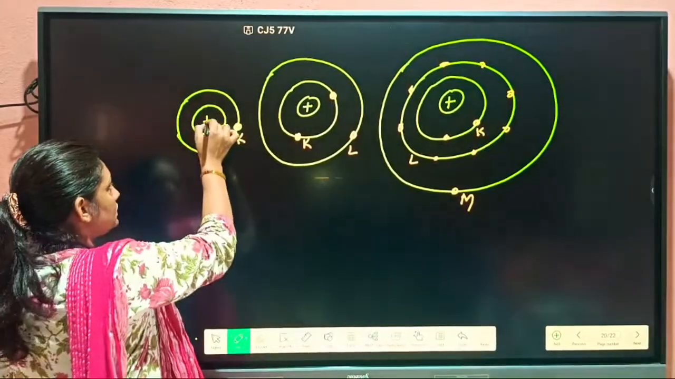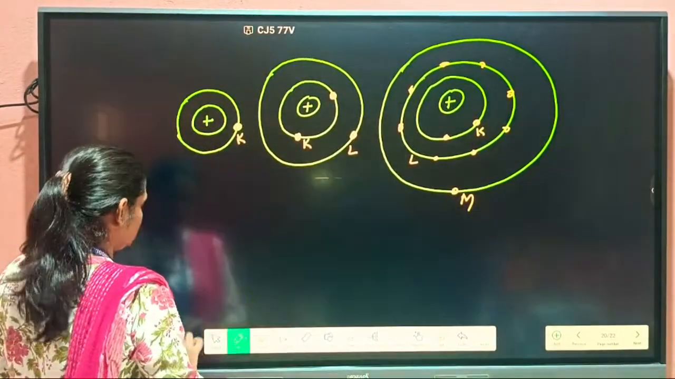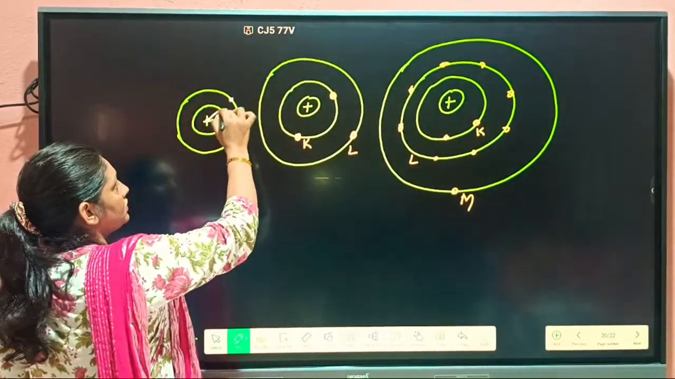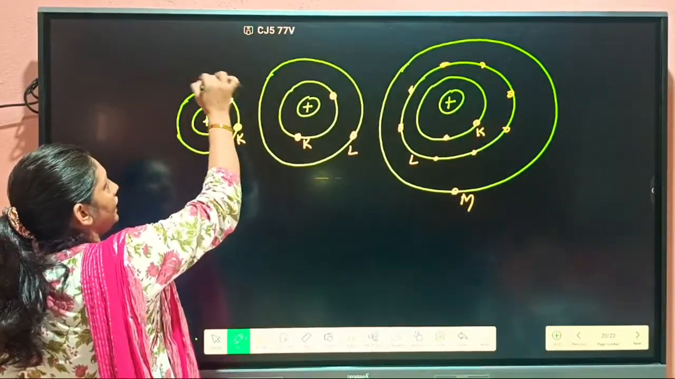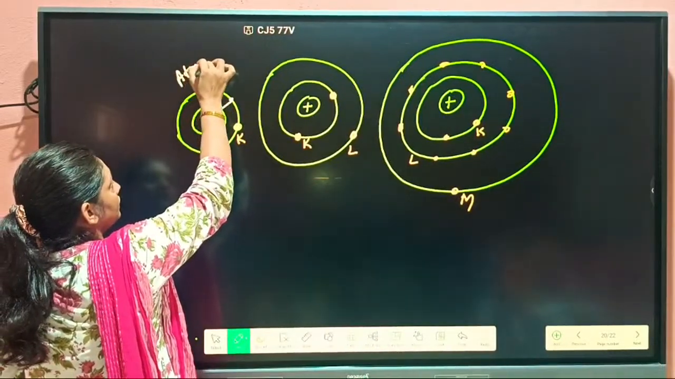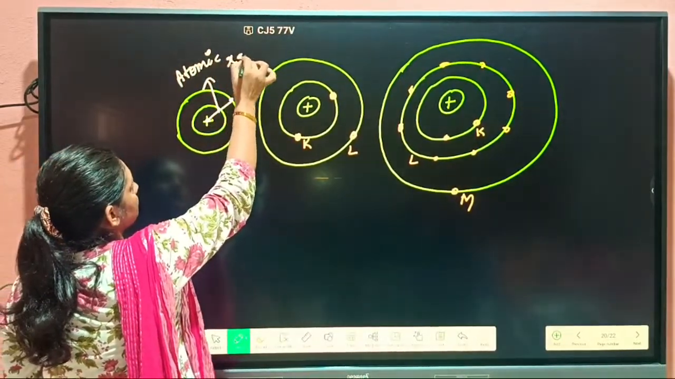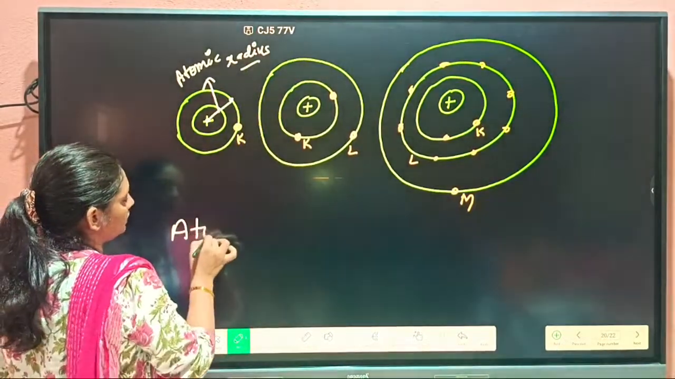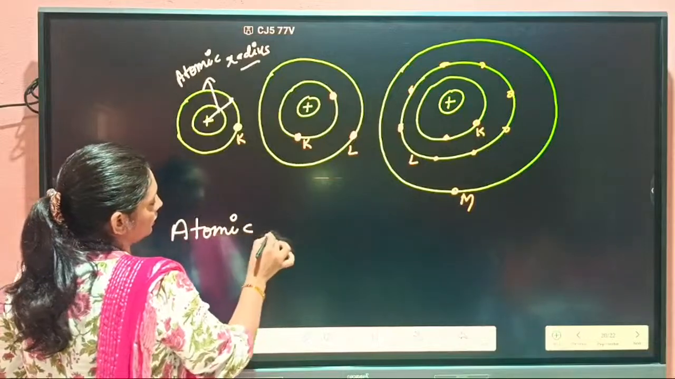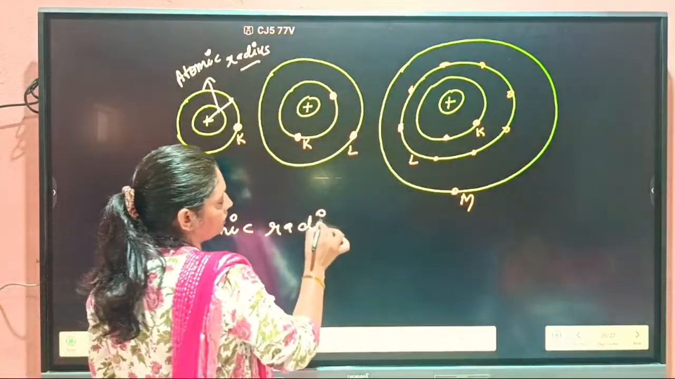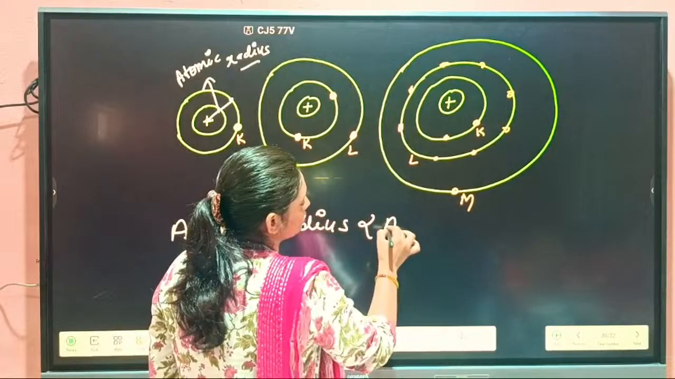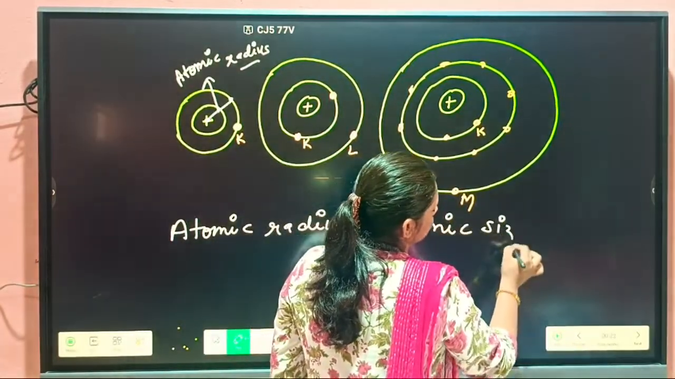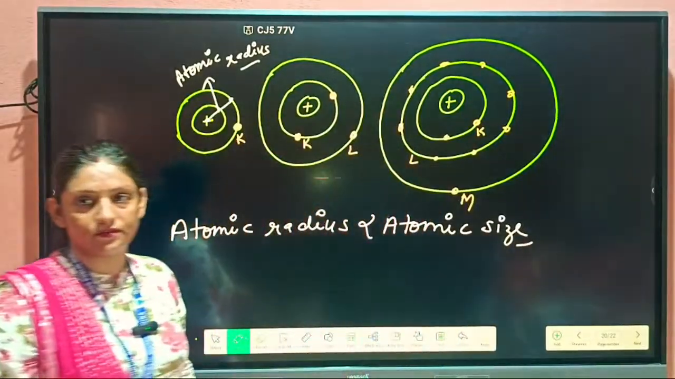Means this is the size. Center of nucleus and outermost shell, the distance between them, is known as the atomic radius. And if atomic radius increases, then atomic size also increases. Means atomic size and atomic radius are directly proportional to each other.